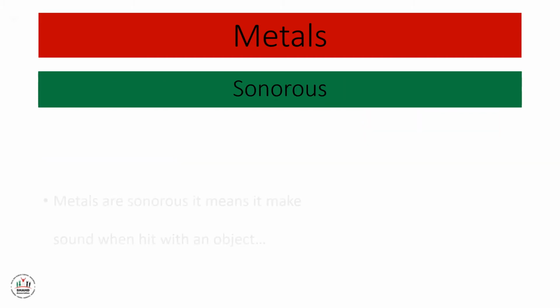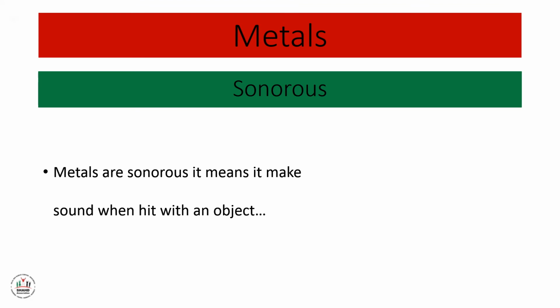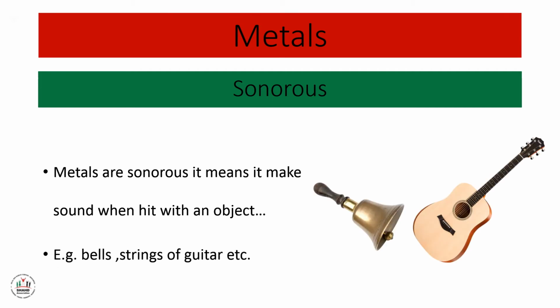Metals are also sonorous. It means they make sound when they hit an object. For example, in the bells or in the strings of a guitar. So when they are hit, they produce sound.